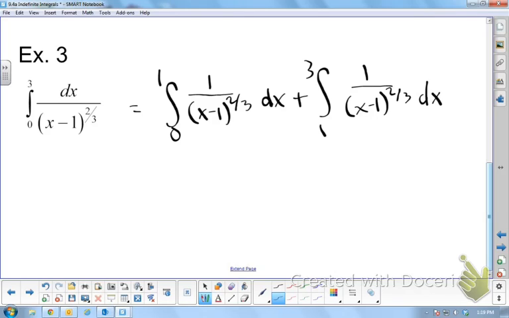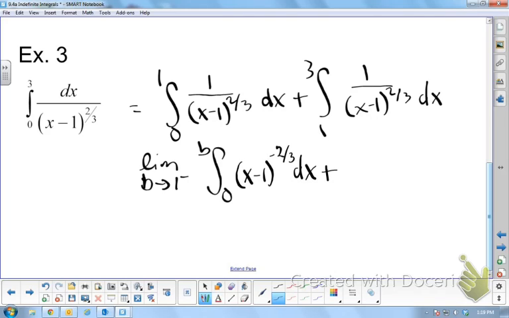Well, if I'm going from 0 to 1, let me see if I can do this backwards. Here's 0, here's 1. What direction do I have to approach 1 from if I'm starting at 0 and heading towards 1? From the left side. So this first integral would be the limit as b approaches 1 from the left, from 0 to b. And I'm going to rewrite this to make it a little easier for us to integrate, to the negative 2/3 power. And then, oh wait, limit first. It's the whole purpose. Limit as a approaches 1.